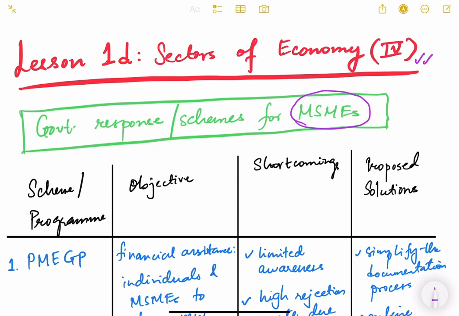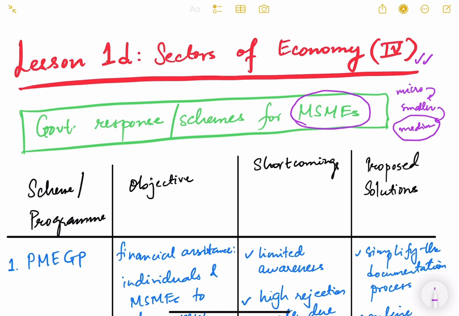In the previous video, that is lesson 1C, we studied the definition of MSMEs and their potential, especially in a country like India, in terms of job creation, export potential, and overall development of rural and semi-urban areas. We have also seen the challenges faced by MSMEs in India, and how micro-level industries are not able to grow into small ones and then further into medium ones. So the concept of the missing middle in India we have also seen very briefly in the previous video.